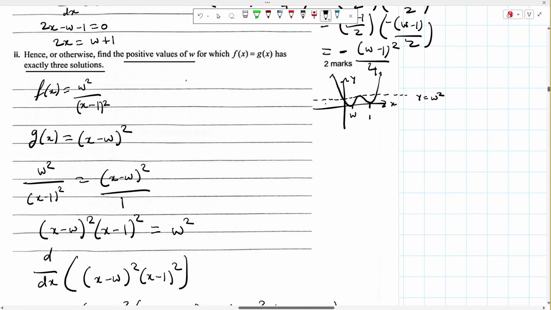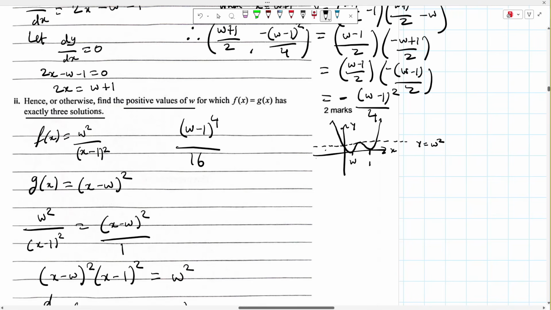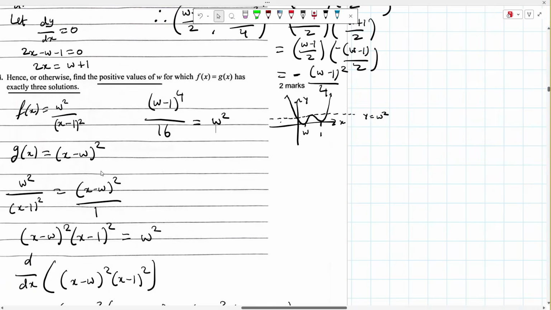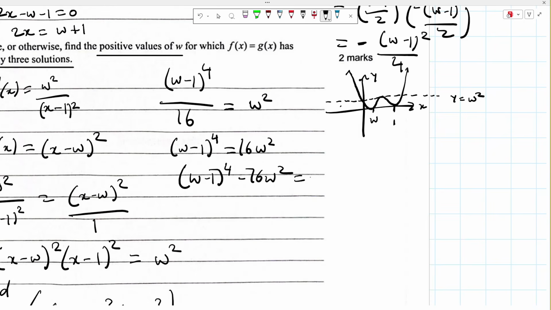So that's the y value of the local maximum. When do we get exactly 3 solutions? When the y value of the local maximum is exactly the same as w squared. So we need to solve this right here. We get w minus 1 to the 4 is equal to 16w squared. Let's take that to the other side.